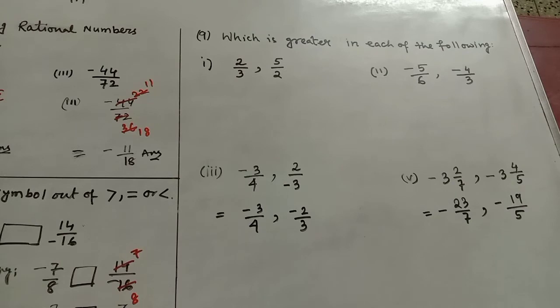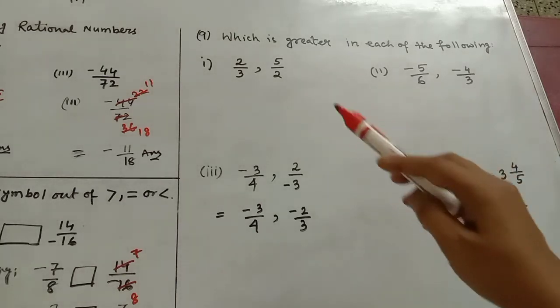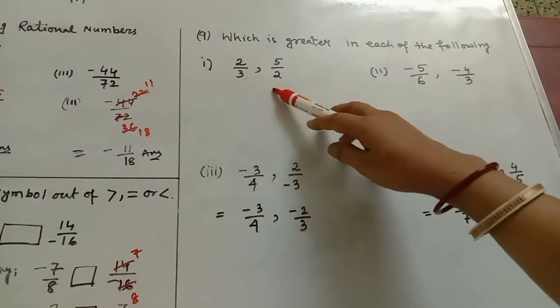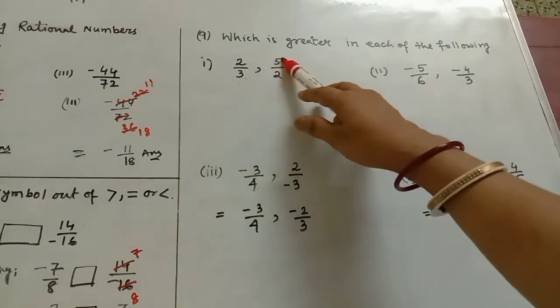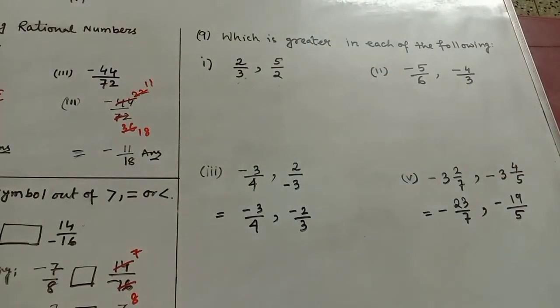Question number 9. Which is greater in each of the following? See, the question is the same as we have done in question number 8. Here also we are getting pairs of rational numbers, where you have to check which one is greater. And you can do this by cross multiplication again. So the first pair is 2 by 3 and 5 by 2. You will cross multiply this into this and this into this.